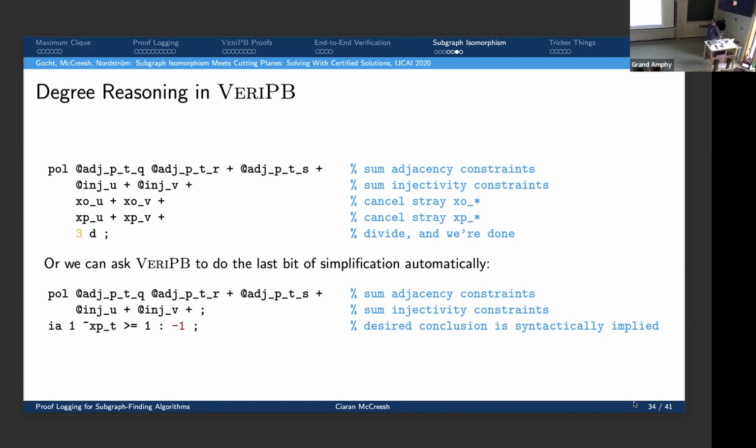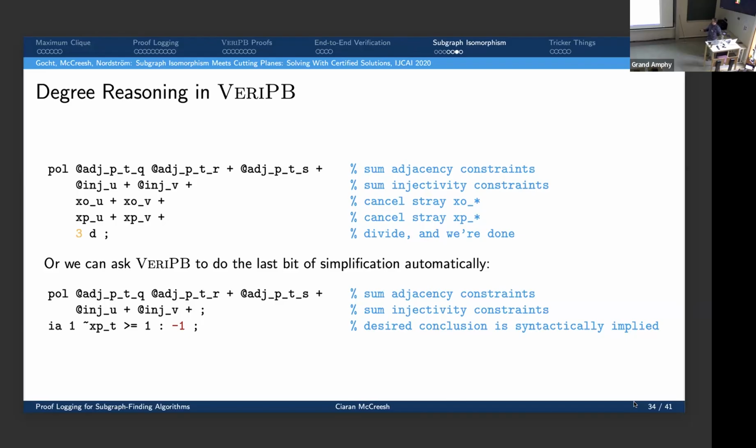In fact, to understand where these literals come from and where the 3 comes from, this is a bit of work for solver authors. This you actually have to do a bit of thinking about. Instead, what you can do is just add up the adjacency and the injectivity constraints.